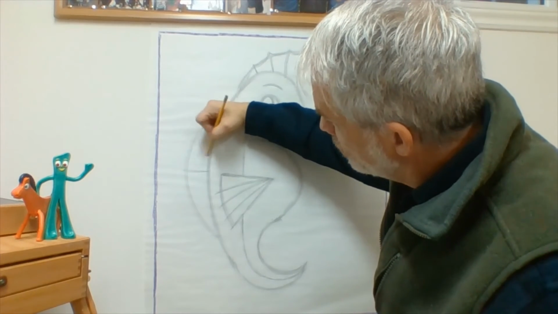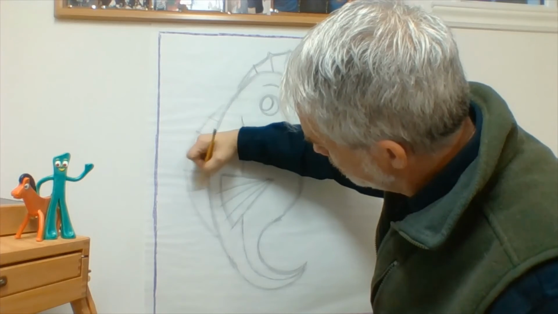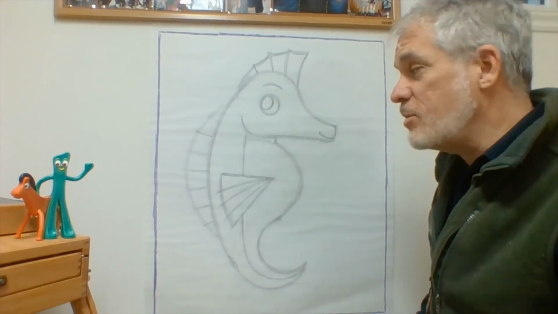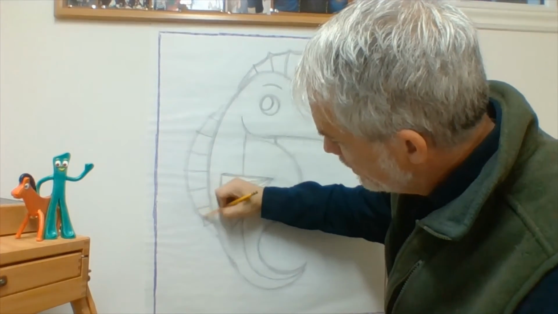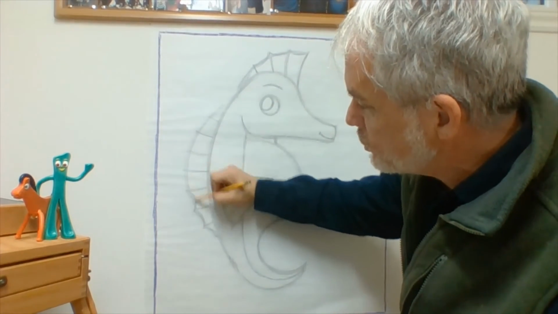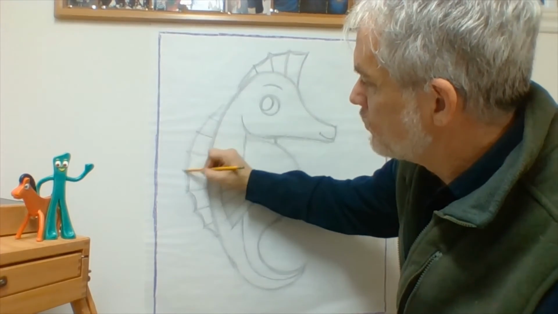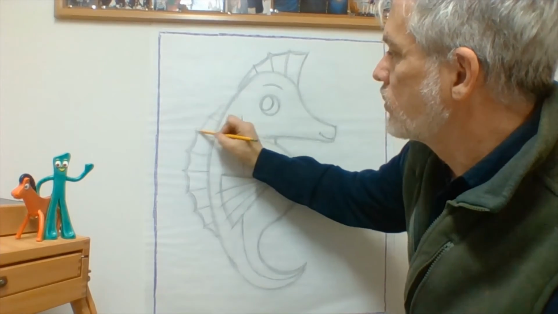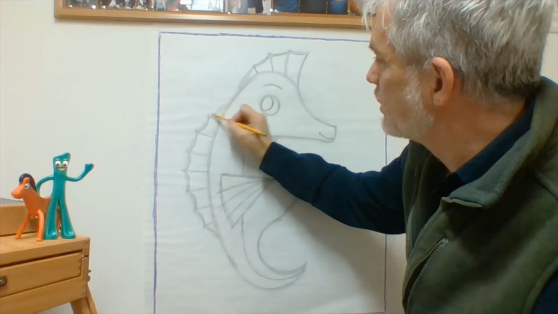Maybe 1, 2, 3, 4, 5, 6, 7. Now maybe you want to do 10, maybe you want to do 5, maybe you want to do 3. Whatever you think looks right, that's okay. And between each one, I'm drawing one of these curves to show the little frill shape on his back.